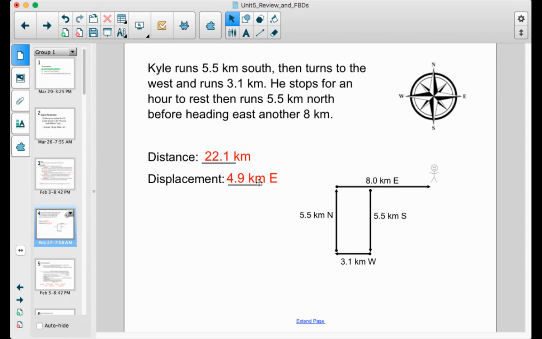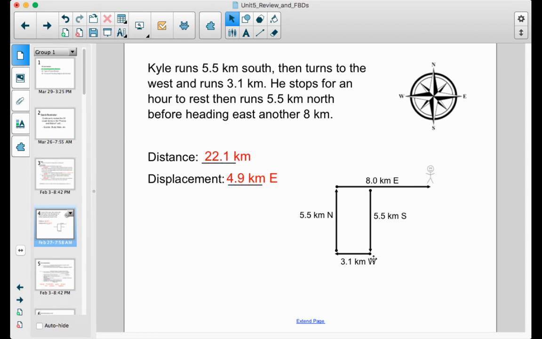Now, when we calculate displacement, all we are really looking at is the distance between where he originally started and where he ended. Here is where he originally started. Here is where he ended. So we are really just looking at this distance here.